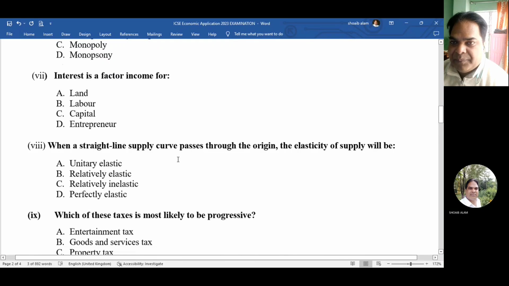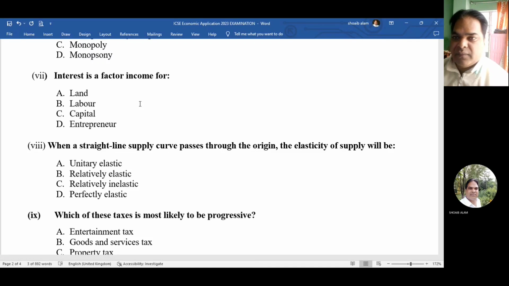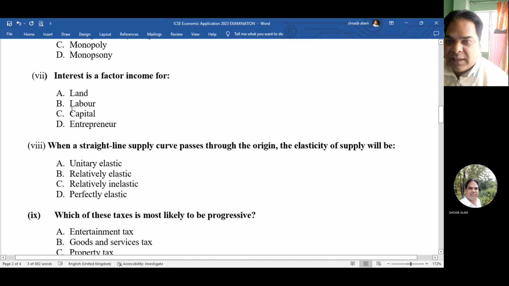Number 7. Interest is a factor income for: A, land; B, labor; C, capital; D, entrepreneur. So the correct answer for number 7 will be C, capital.